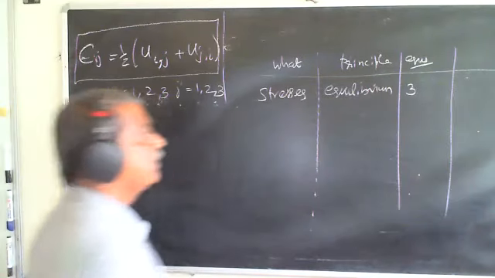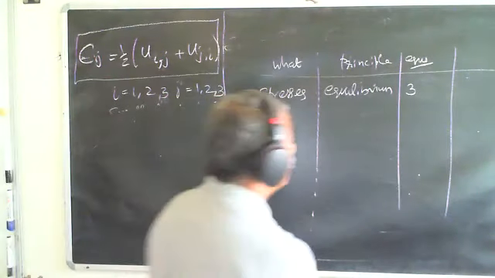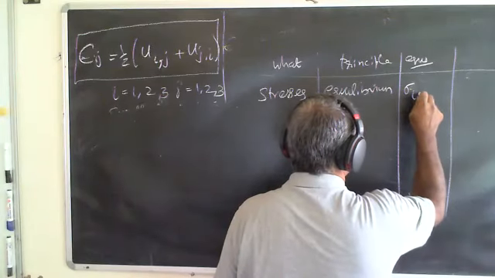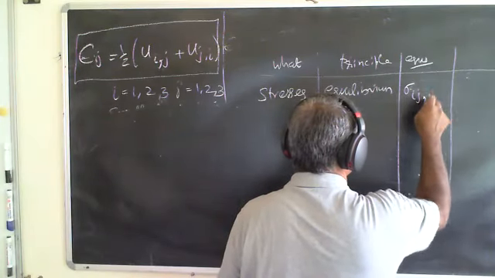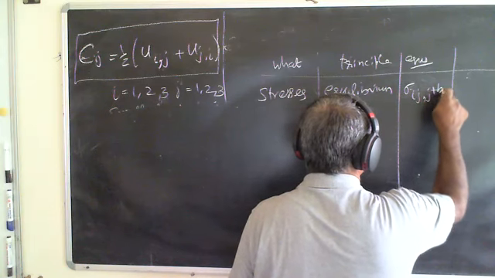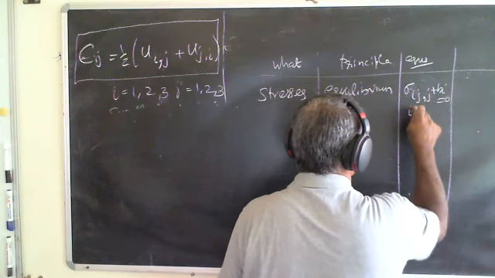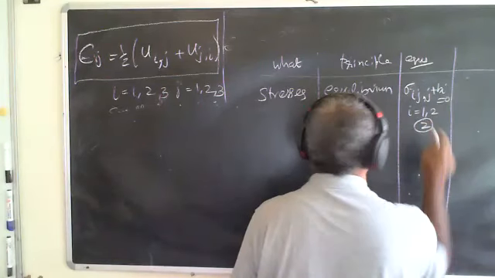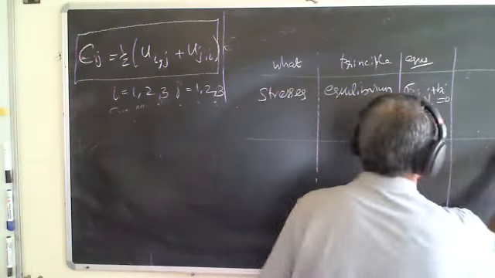What are the 3 equations? Sigma ij comma j plus bi equal to 0, i is equal to 1, 2. So 2 equations. Correct?